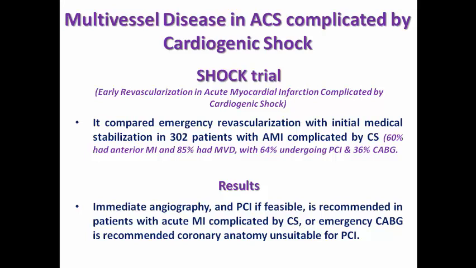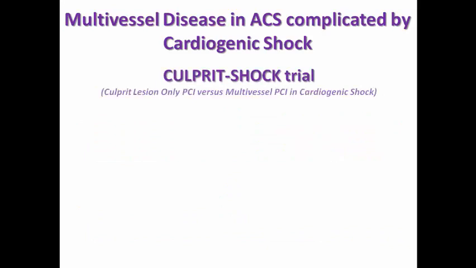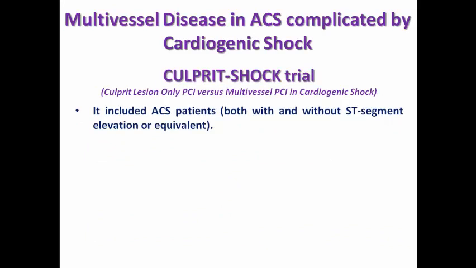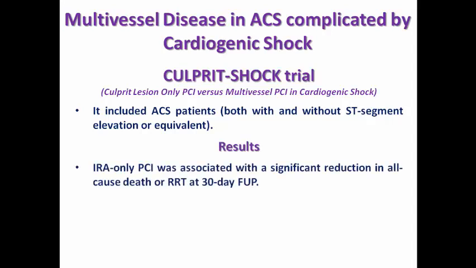But should we revascularize the culprit vessel only or also the non-culprit vessels? This drags us to the CULPRIT-SHOCK trial that included acute coronary syndrome patients, both STEMI and non-STEMI. The results: the infarct-related artery-only PCI was associated with a significant reduction in all-cause mortality or renal replacement therapy like hemodialysis at 30-day follow-up, because in this case you are going to use a smaller amount of contrast, so minimizing the risk of contrast nephropathy and the myocardial depressant effect caused by the contrast.